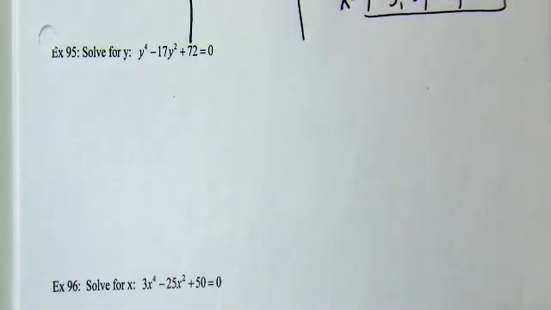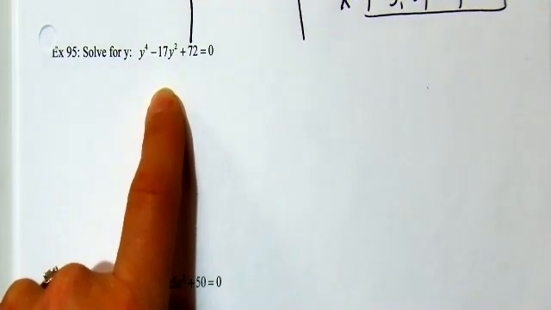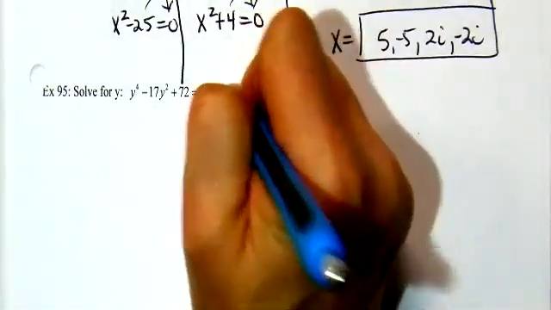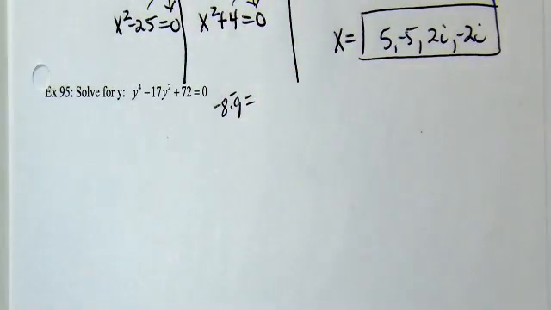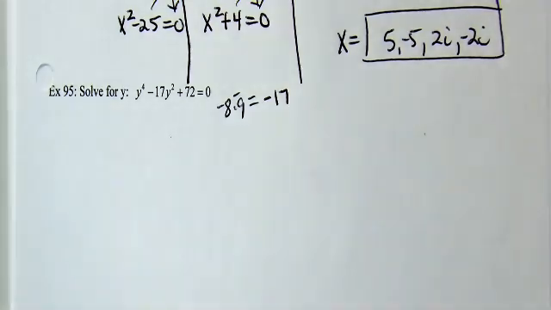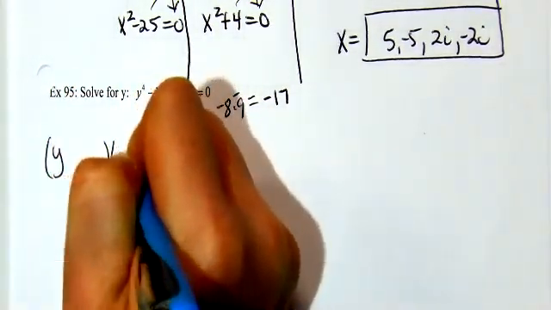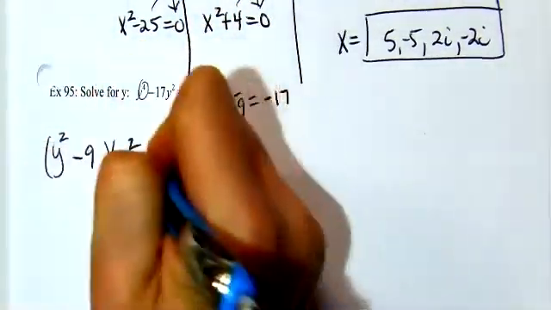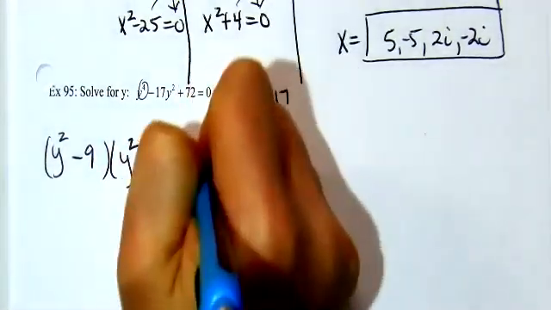Example 95 is already in standard form, so we're simply just factoring. I know I'm using same signs to try to make a negative 17. If I take 8 times 9, that makes 72, and if they're both negative, then if we add those together, we get a negative 17. So we split our y's apart, and since it's a 4, we split them in half, 2 and 2. And then we plug in minus 9, minus 8. Either order is okay, and set that equal to 0.